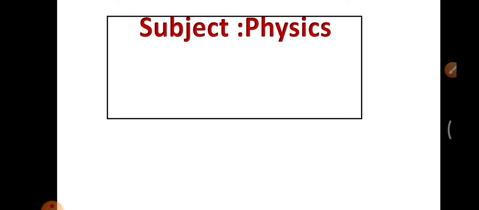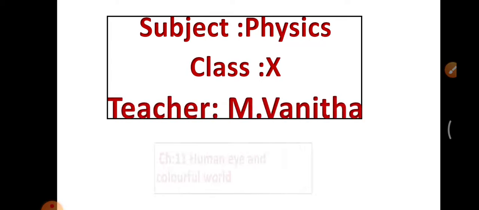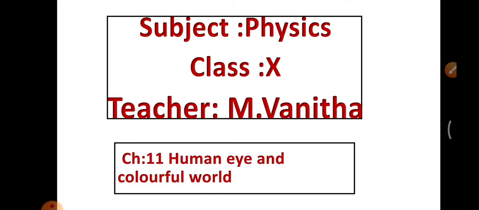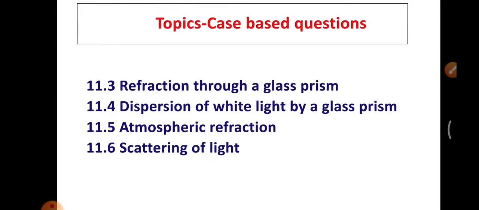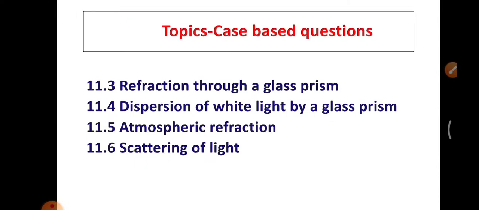Today we are going to see the subject of physics, class 10, chapter number 11, human eye and colorful world. Topics: case-based questions about 11.3, refraction through a glass prism; 11.4, dispersion of white light by a glass prism; 11.5, atmospheric refraction; 11.6, scattering of light.